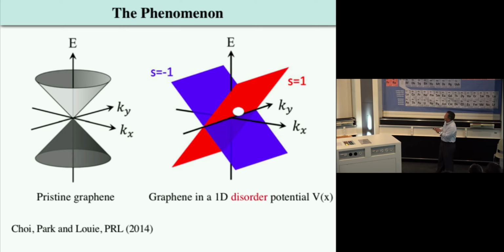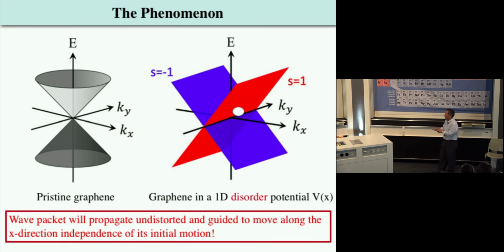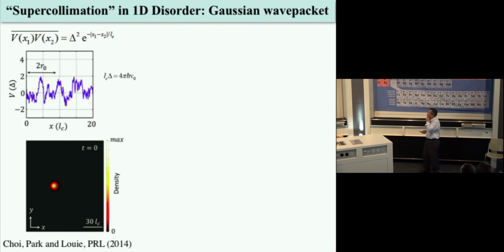And in fact, if you do the calculation, say within DFT or tight binding, then what you find is that the electronic structure near the K point, near the Dirac point here, actually looks like a wedge. And if you form a wave packet within this wedge region, the region will depend on the intensity of the disorder. What you find is that the wave packet will propagate undistorted and guided to move along the x direction, independent of its initial motion. So let me illustrate this with one example.